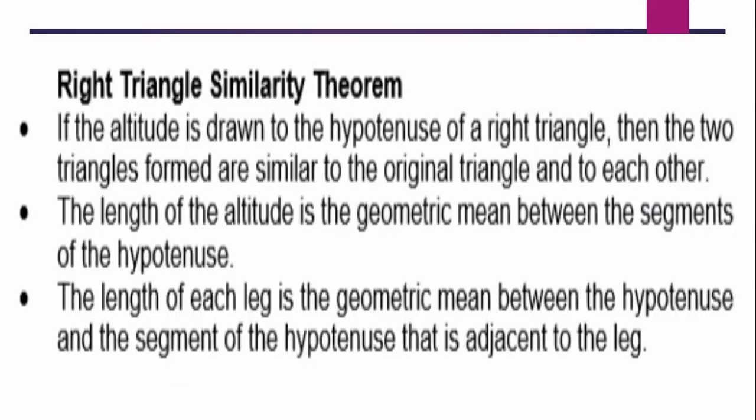I hope you get it. The only thing that you have to remember is that first, the altitude drawn to the hypotenuse will divide the triangle into two similar triangles, which are similar to the original triangle. And then this is important: the altitude is the geometric mean between the segments of the hypotenuse. And then lastly, each leg is the geometric mean between the hypotenuse and the segment of the hypotenuse that is adjacent to the leg. I hope everything is clear now.